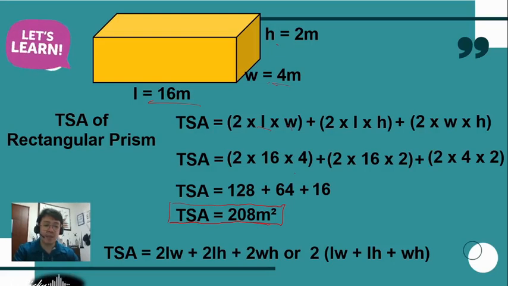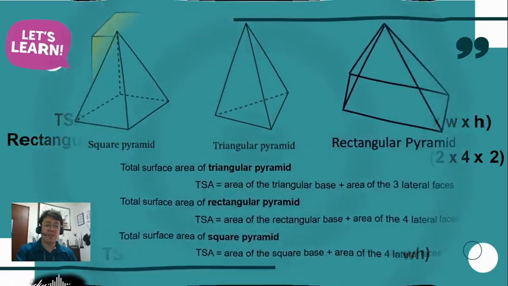So TSA is equal to 2LW, which means 2 times length times width, plus 2 times length times height, plus 2 times width times height, or 2 times open parenthesis length times width plus length times height plus width times height, close parentheses. So if we operate that using this formula, we can get the same total surface area of 208 square meters. Now let's go to the next one.